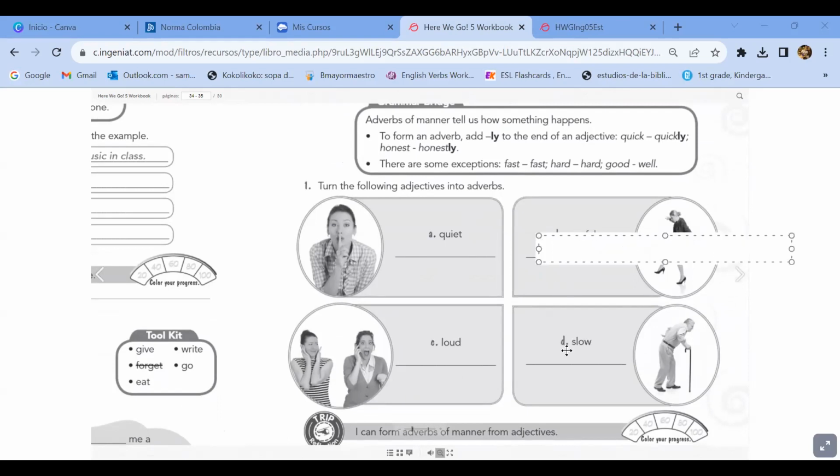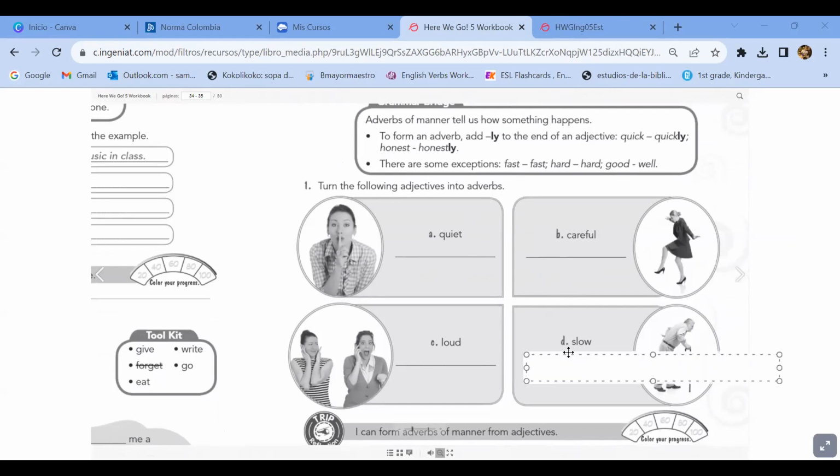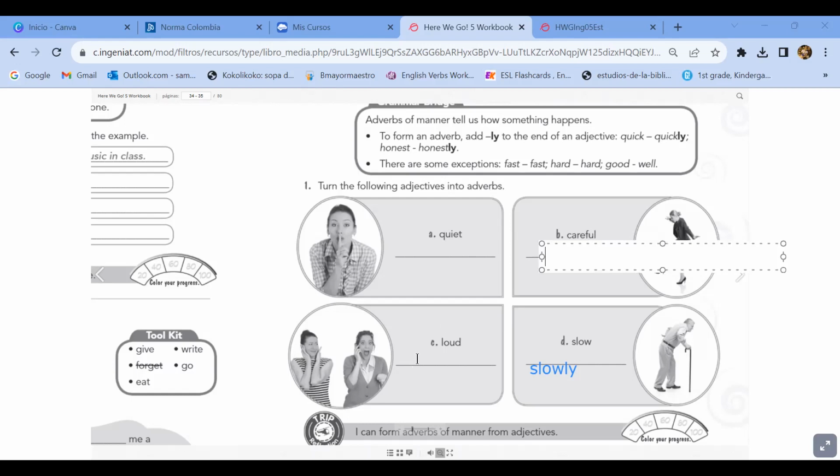For slow, what is the adverb of slow? Slowly. Okay? This is the adjective, slow, and the adverb, slowly. We are going to change the other ones. What is the adverb for quiet? What is the adverb for careful? What is the adverb for loud? Okay. Continue.